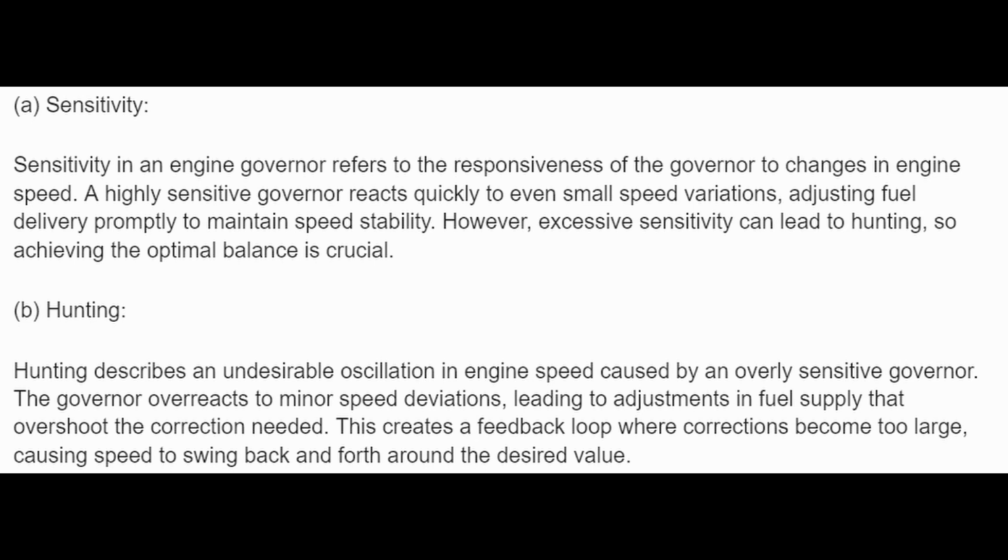B. Hunting. Hunting describes an undesirable oscillation in engine speed caused by an overly sensitive governor. The governor overreacts to minor speed deviations, leading to adjustments in fuel supply that overshoot the correction needed. This creates a feedback loop where corrections become too large, causing speed to swing back and forth around the desired value.